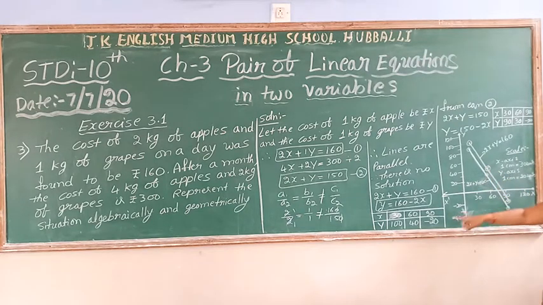Be careful: after seeing these values, you have to take the scale of the x axis and y axis in such a manner that it becomes easy for you to mark on the graph sheet. So I am taking the x axis scale as 1 cm equal to 30 units and the y axis scale as 1 cm equal to 20 units. This is the line for this equation and this line is for the other equation. See, now we got parallel lines.